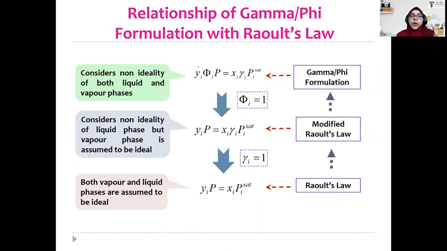Okay, how does this expression compare to Raoult's law? For Raoult's law, that means we operate at ideal conditions, where the fugacity coefficient is equal to 1. In an ideal solution, the activity coefficient is equal to 1. So eventually we can get Raoult's law.